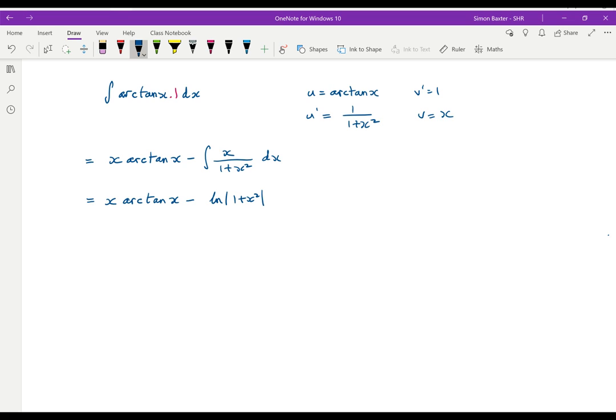If I differentiate log 1 plus x squared, I get 1 over 1 plus x squared times 2x. I get 2 times what I want, so I need a half, plus c. So there's a very simple little trick which will work with all the inverse trig, all the inverse hyperbolic ones.